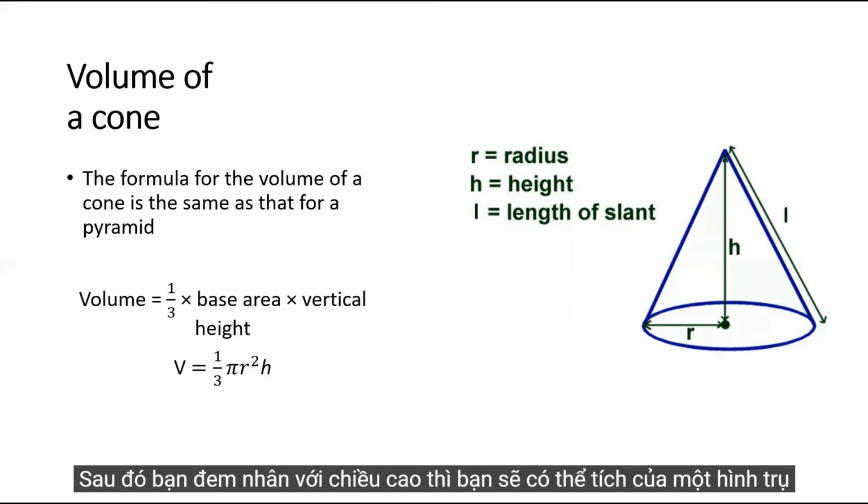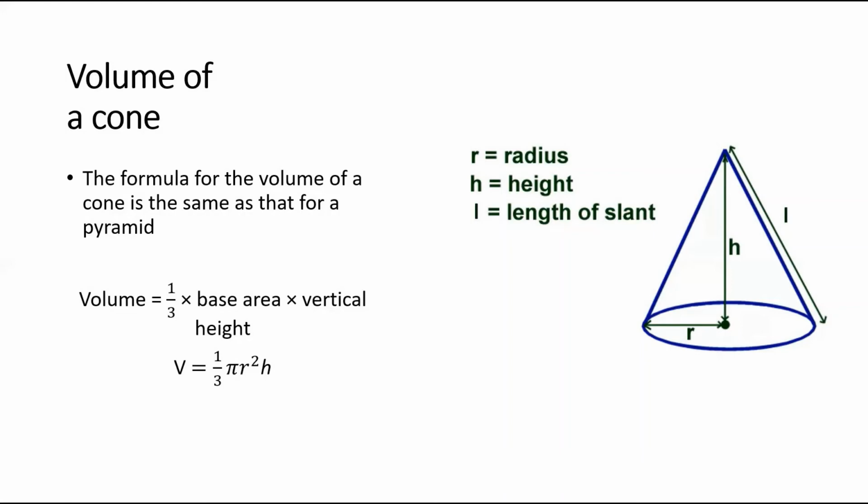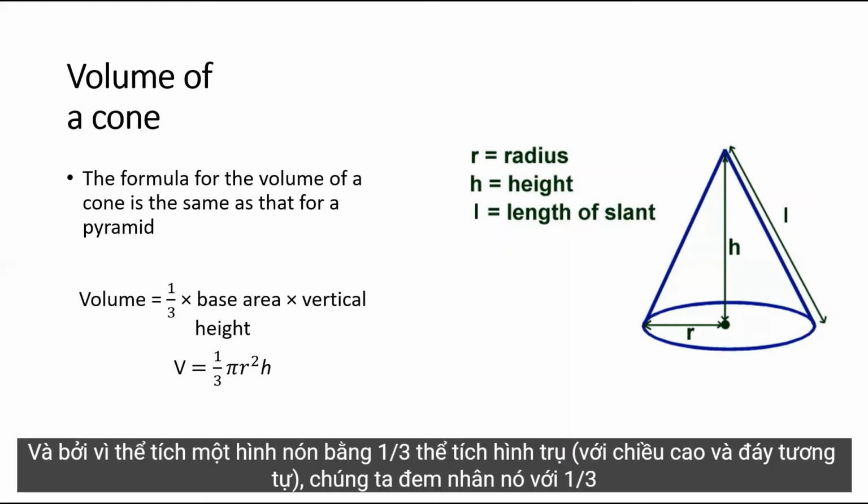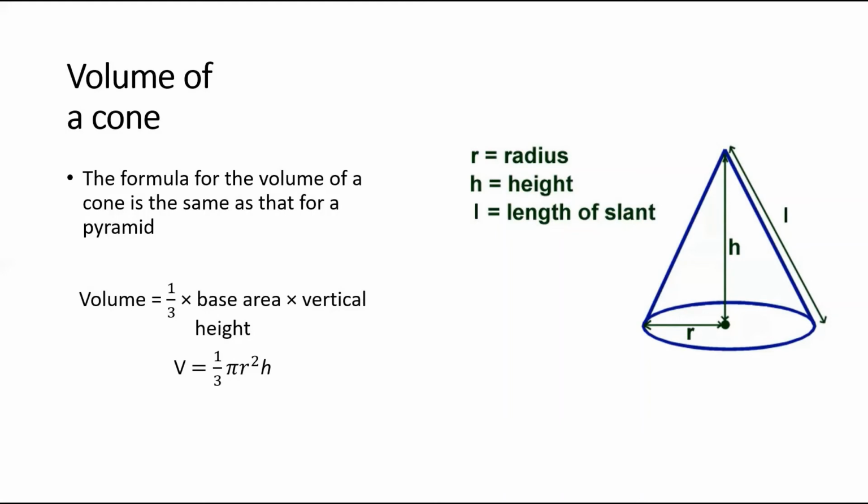If you times the vertical height, you will have the volume of a cylinder. And because the volume of a cone is 1/3 of a cylinder, you times 1/3.